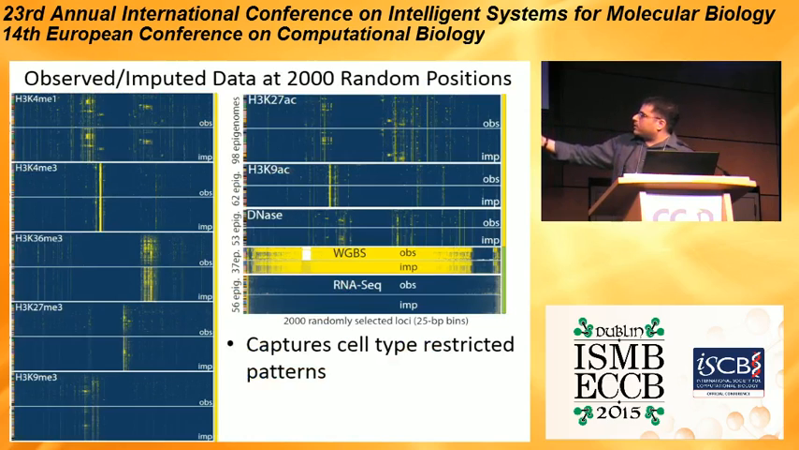And this is another more systematic visualization. What I'm showing you here is that each pair of heat maps corresponds to one of the major marks considered. The top heat map represents the observed data, the bottom one, the imputed data. Each row corresponds to a different reference epigenome. Each column is one of 2,000 randomly selected bins, and we've clustered them based on the observed data, and then we show the corresponding imputed data below it. So you can see we're able to capture even some very cell type restricted patterns, yellow or higher level signal.